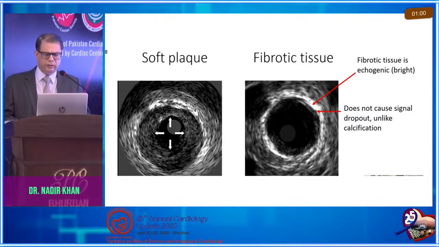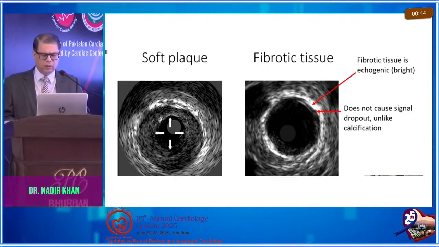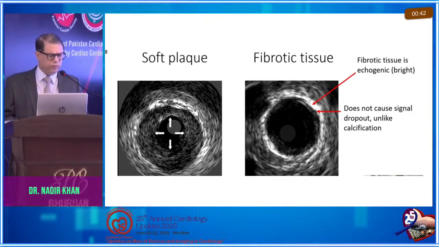How do we differentiate between a fibrotic and a calcific plaque? The fibrotic tissue is also very echogenic, just like calcium, but there is no signal dropout. Dense calcium will cause a signal dropout on the IVUS image.